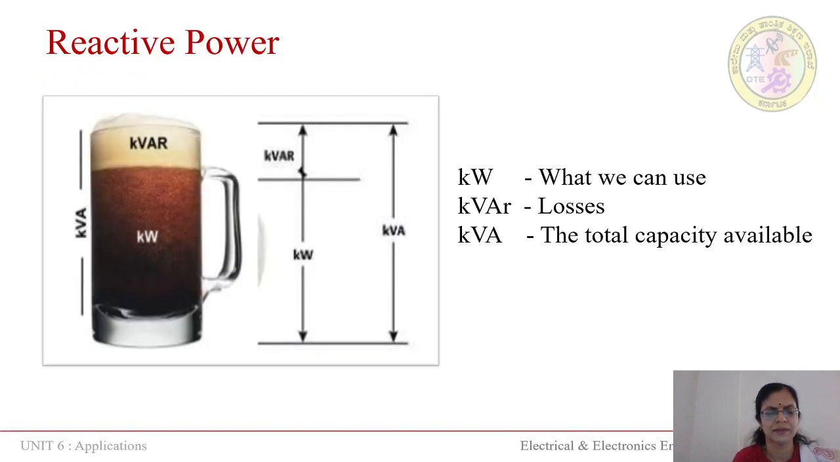See here, what is meant by reactive power? We'll take this mug which has juice with ice and soda on it. This is total. This is kVA, this part is kilowatt, and this is reactive power. So what does this mean? Kilowatt means what we can use. kVAR means the losses. kVA is the total capacity that is available.